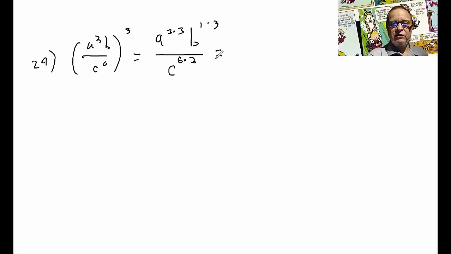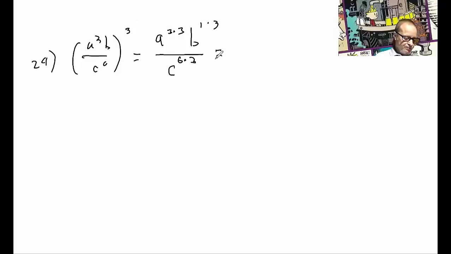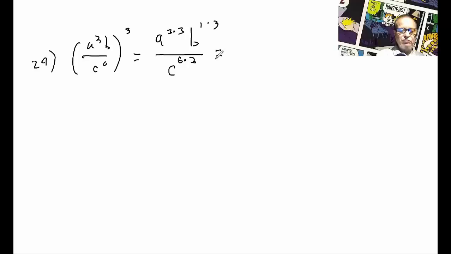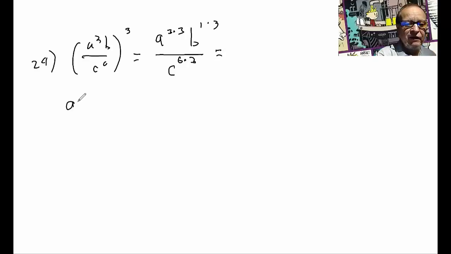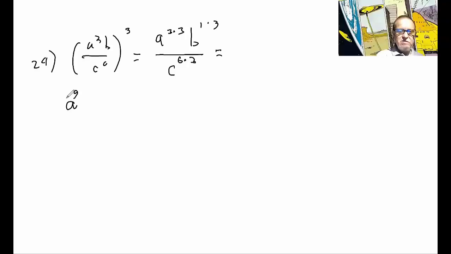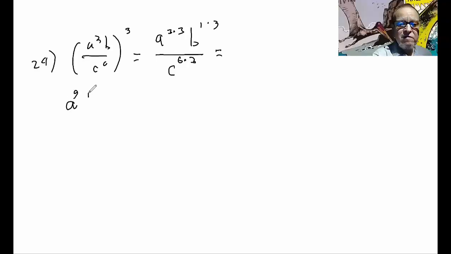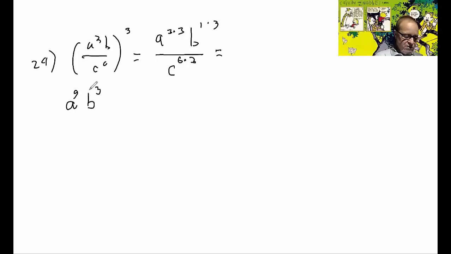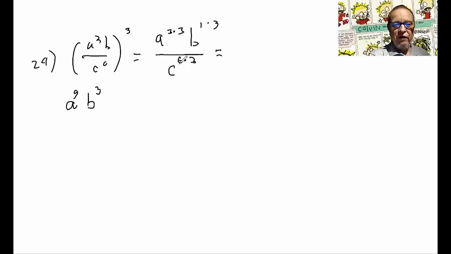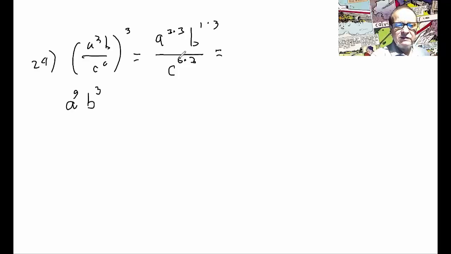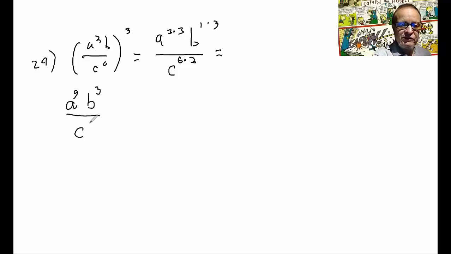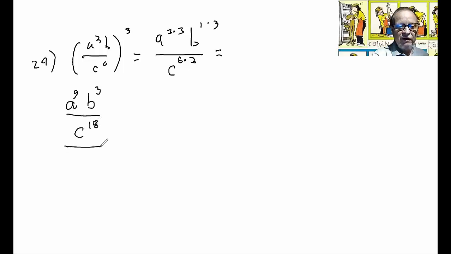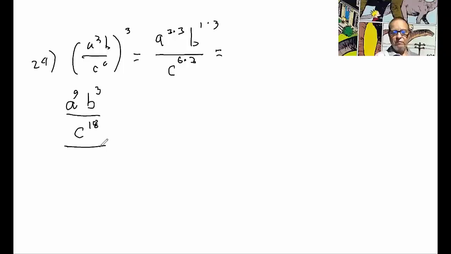So now I'll continue. A to the 3 times 3, well, that's going to be a to the 9th. B, 1 times 3 is 3. And finally, 6 times 3 will give me c to the 18th. And that's my final answer for this one.